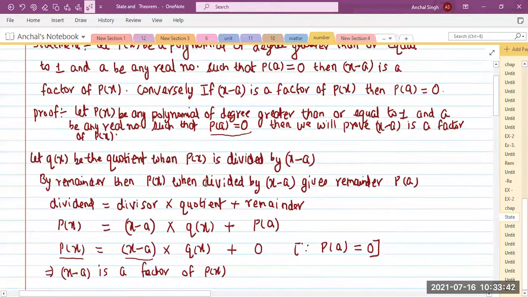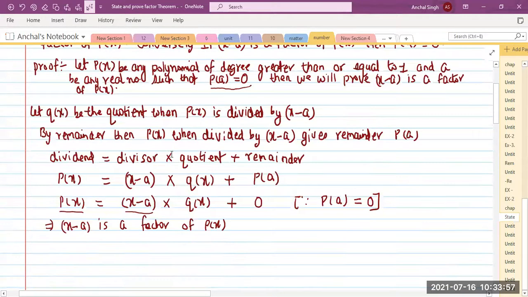What was the first part? In the first part, beta, it was given that Pa is equal to 0. Then what we have proved, x minus a is a factor of Px. Okay. Now we will start with the converse. So now give the heading converse. Converse means just opposite. So I'm writing converse over here.